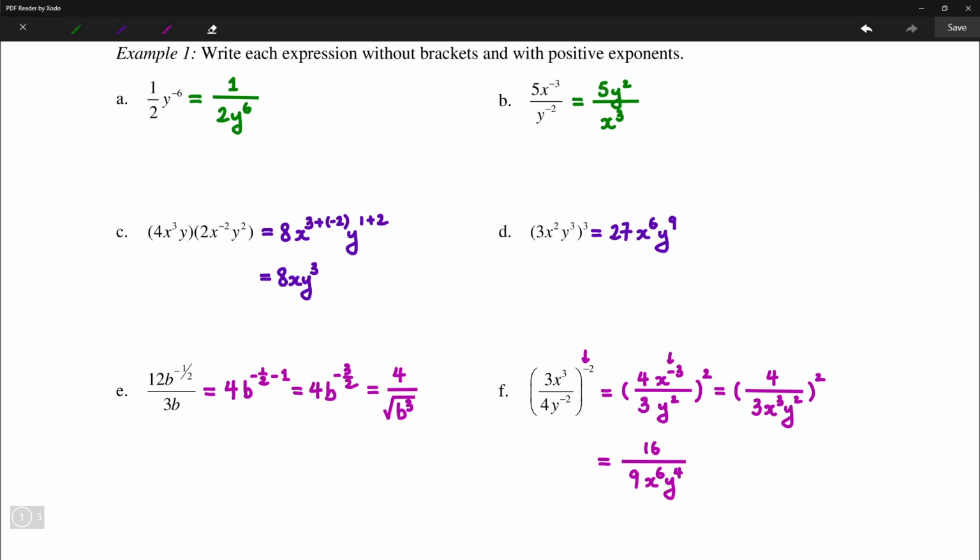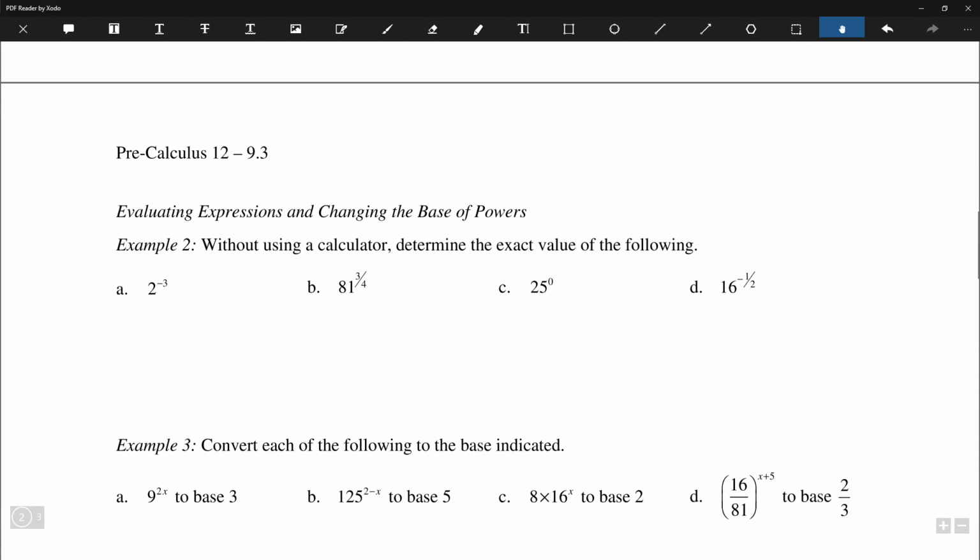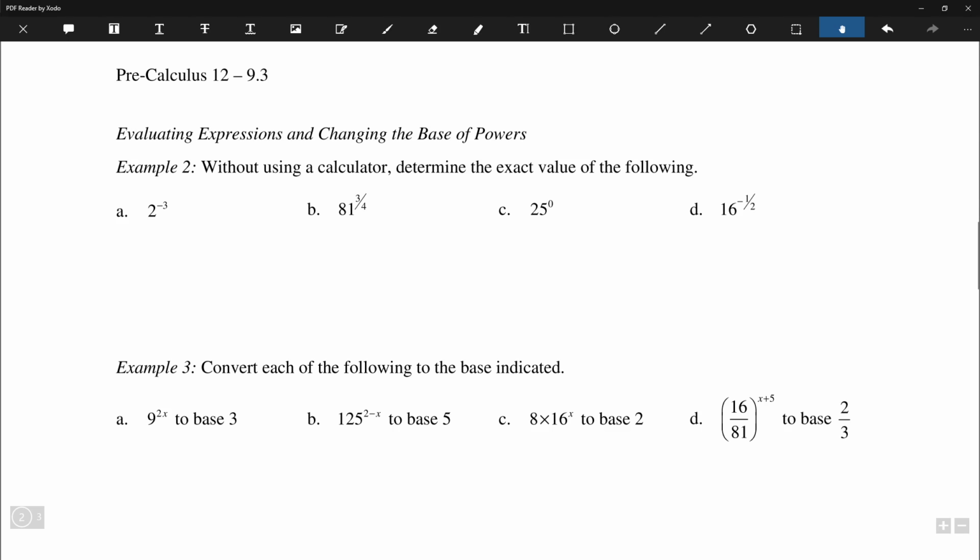So for example 1f, the expression does not have to be simplified in that particular order. There are other ways to do the question, but this one seems the easiest to explain, so that's the reason why it is used here. Okay, so example 2. So here we're going to evaluate some expressions without using a calculator. The first one, 2 to the negative 3 power, that will be the same as 1 over 2 cubed, which of course is just 1 over 8.